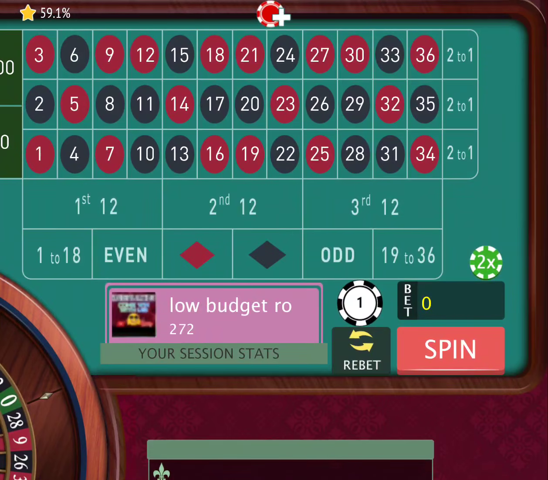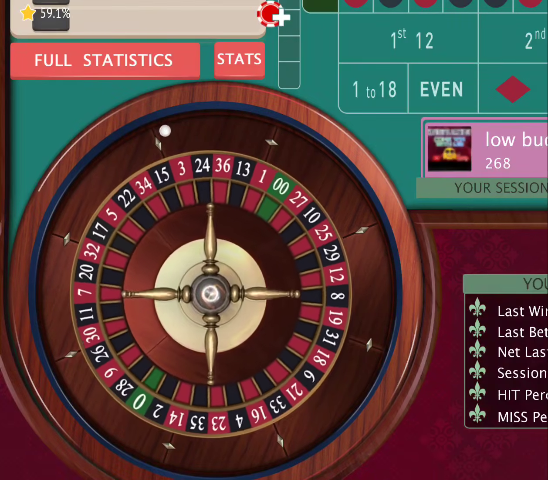Let's go somewhere else on the board here. I'm going to select 4 different units. No, let's select that and select that. Okay, and we will play.